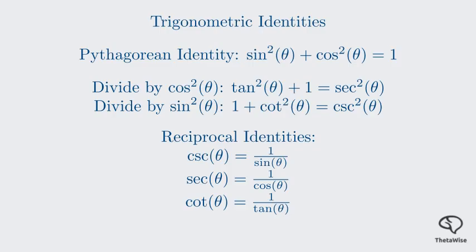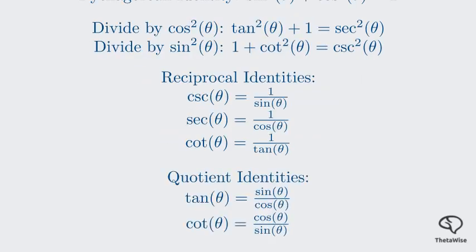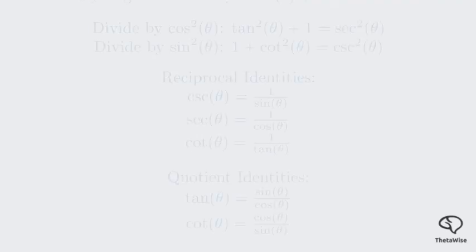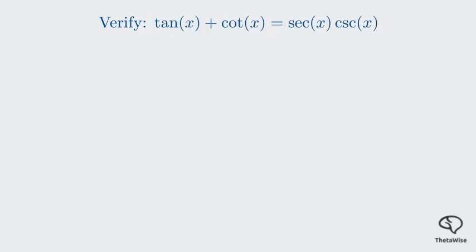Finally, we have the quotient identities. Tangent of theta is equal to sine of theta divided by cosine of theta. And cotangent of theta is the reciprocal of that, cosine of theta divided by sine of theta. Now, let's see how to use these to verify a more complex identity. The goal is to show that one side of the equation can be transformed into the other side using our known identities.